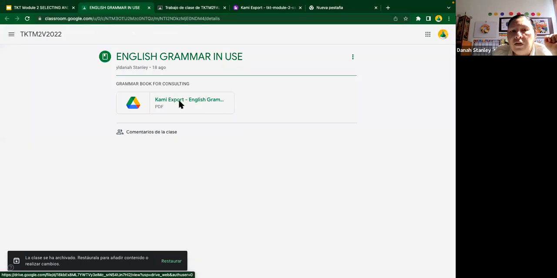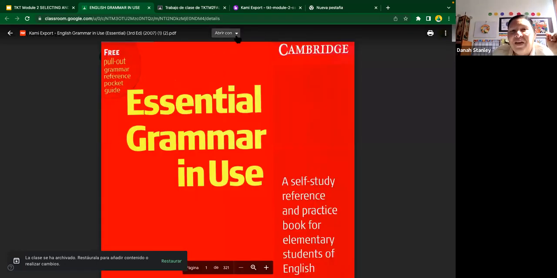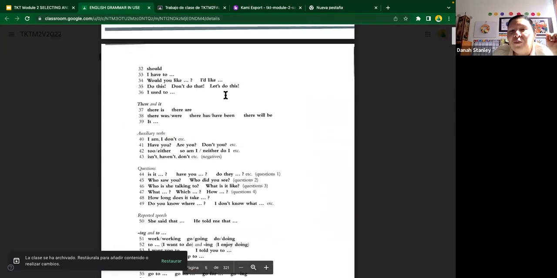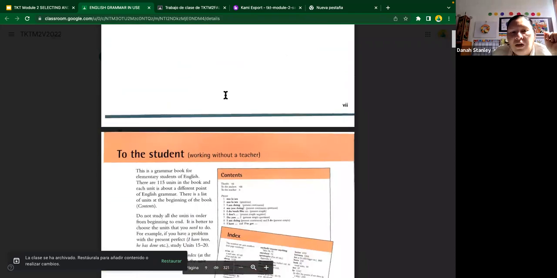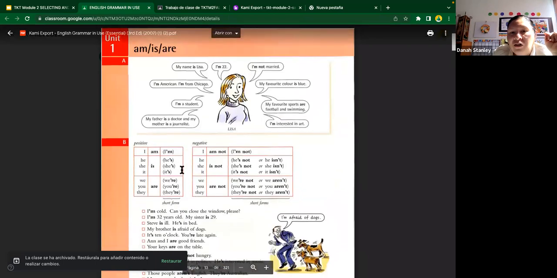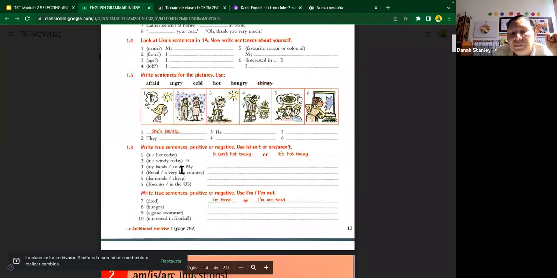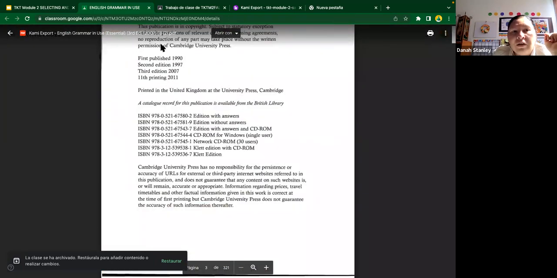I'm going to give you this material. This material is yours, okay? But not this one, I'm going to upload it later. But I'm going to give you a copy of this PDF. This book is very old. O sea, I have been using it for more than 20 years. And in here, the nice part is that you have the explanation of the grammar. This is for basics. And then you have exercises. So you have all the tenses, bueno, most of the tenses, ¿no? And fíjense, es del 2007.